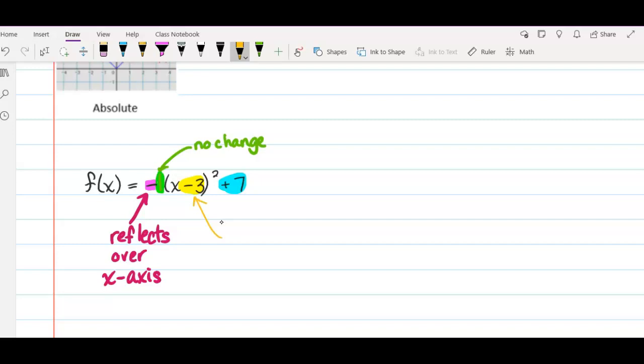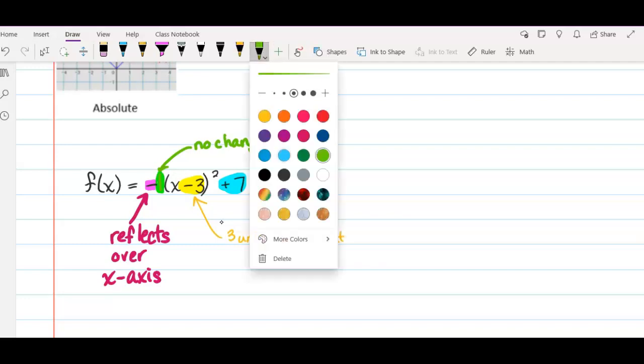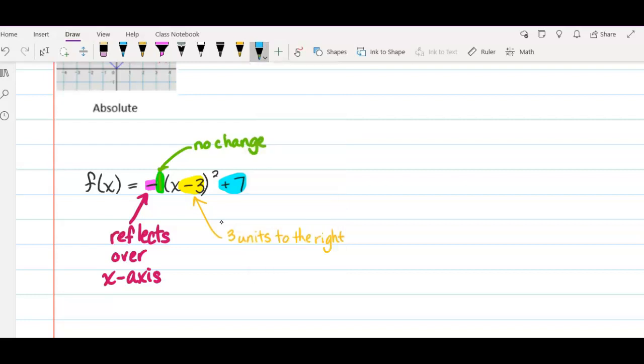This means that we move 3 units. Remember, -3 makes you think left, but it's actually to the right. And then finally, this last piece is telling us that we shift 7 units up because it's positive.